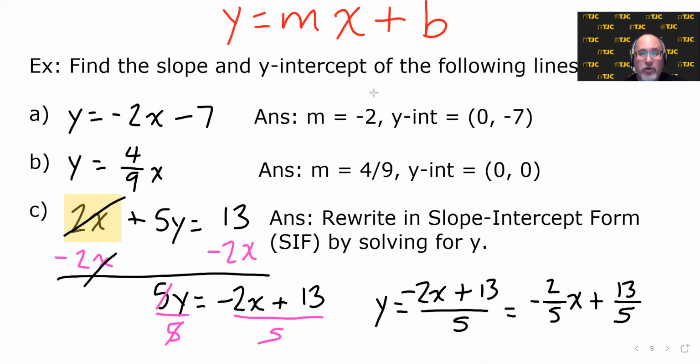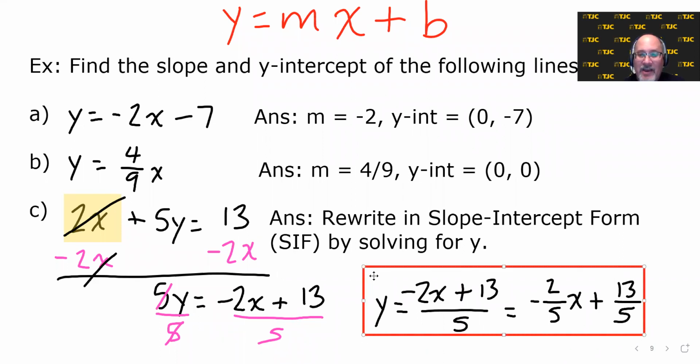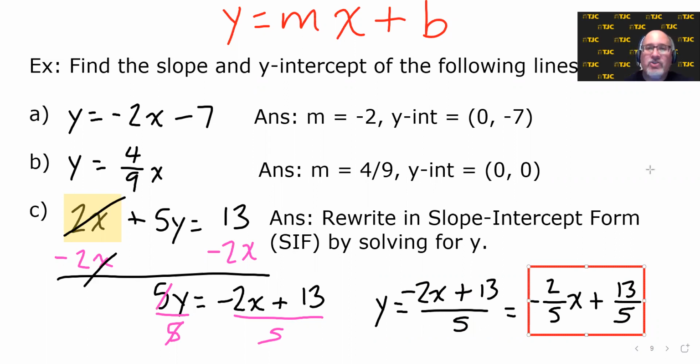But remember, the question we were being asked is what was the slope and what was the y-intercept? And now that we're in slope-intercept form, specifically this part over here, we can now answer what the slope and the y-intercept are. The slope is -2/5, and the y-intercept, I'm going to run out of room, is 0,13/5. I know it doesn't look like I'm running out of room, but right in that lower right-hand corner is where I go from page to page.